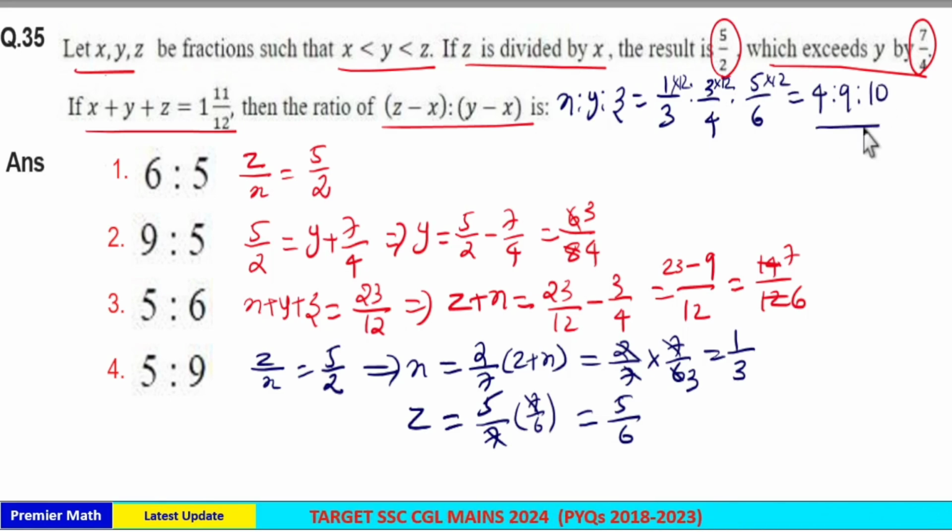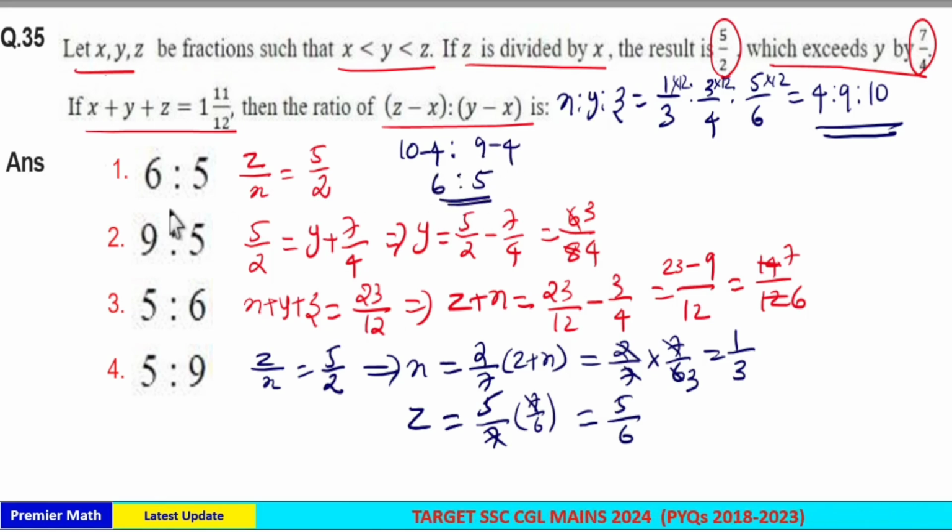So 4 is to 9 is to 10 is x is to y is to z. And z minus x means 10 minus 4 and y minus x means 9 minus 4, which is equal to 6 is to 5. So option 1 is your answer.